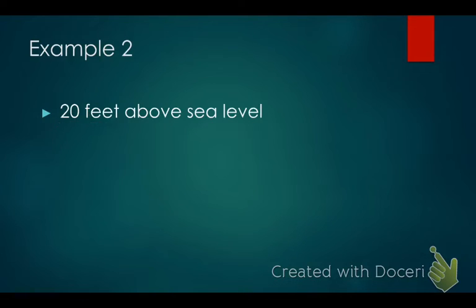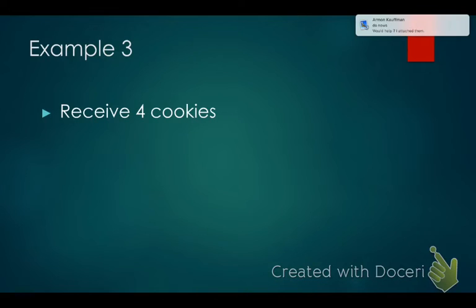Next one, we have 20 feet above sea level. I see the keyword above, so this would be a positive 20. And remember, I'm going to label it, so I'm going to label it feet: positive 20 feet. Next one, if I go too fast, then pause it. If you receive 4 cookies, then what am I doing? I'm getting 4 cookies. Receive, so positive 4 cookies.